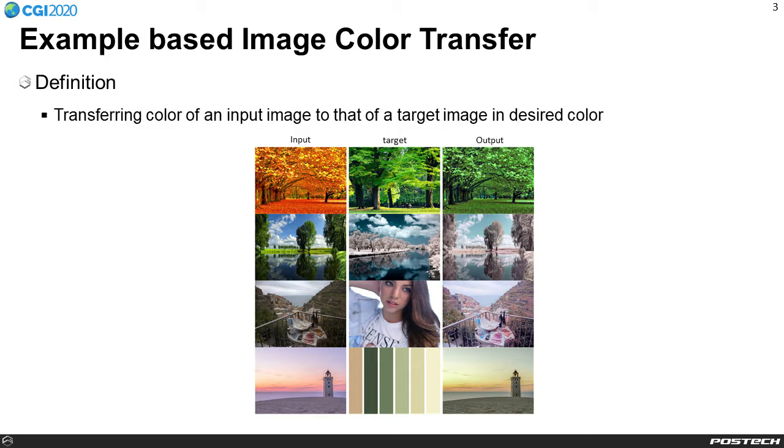The example-based image color transfer problem, what we want to solve in our work, is basically transferring colors of an input image into colors of a target image. Important things to note are that the colors of the result image should reflect the colors of the target image while keeping the contents of the input image.